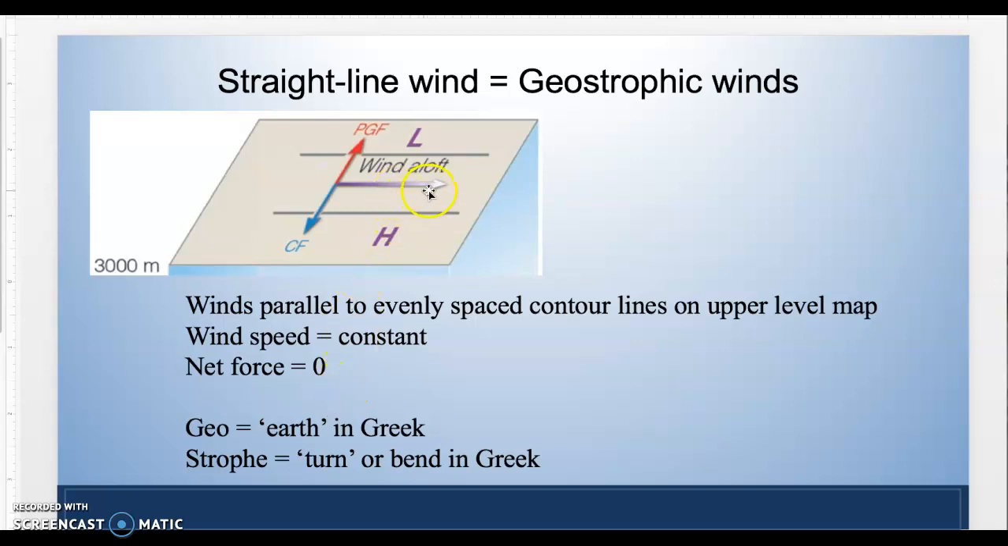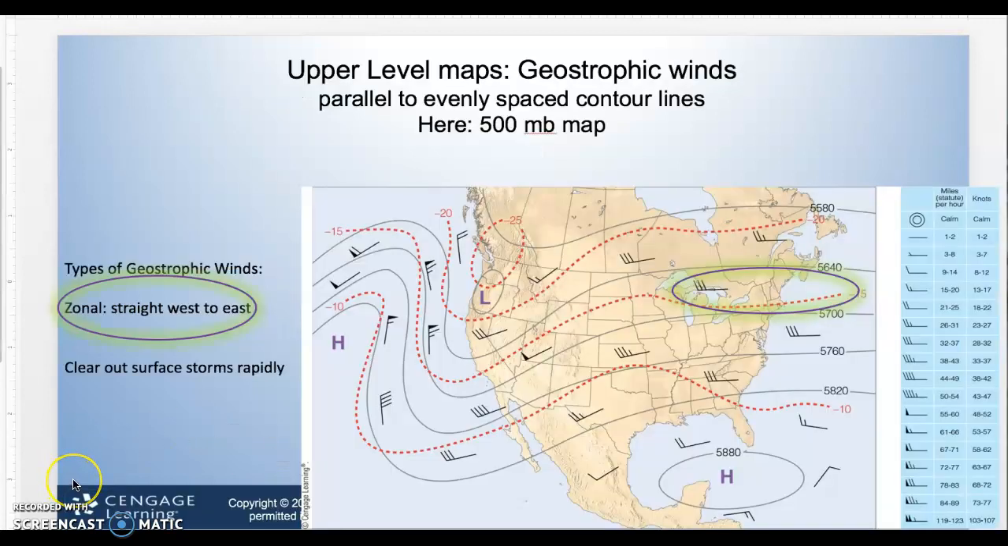Those straight line winds are known as geostrophic winds. They're winds that are parallel to evenly spaced contour lines. We're going to be talking about contour lines in a second, and you know the net force is going to be 0. The way to remember geostrophic as a word: geo means earth in Greek, like geology, like National Geographic. Strophe means turn or bend in Greek. Okay? Now, let's get to the upper level maps.